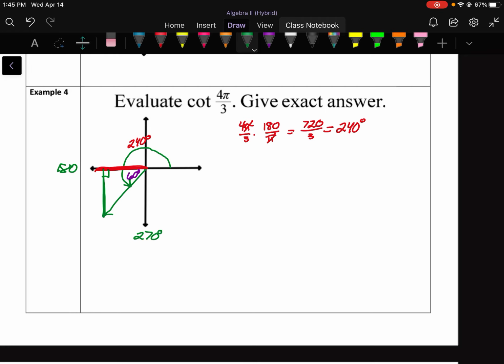So here's my right triangle again. This would be the 30-degree side, and opposite of that, we always put 1. The hypotenuse is going to be 2, and then the square root of 3 is opposite of our 60-degree angle.